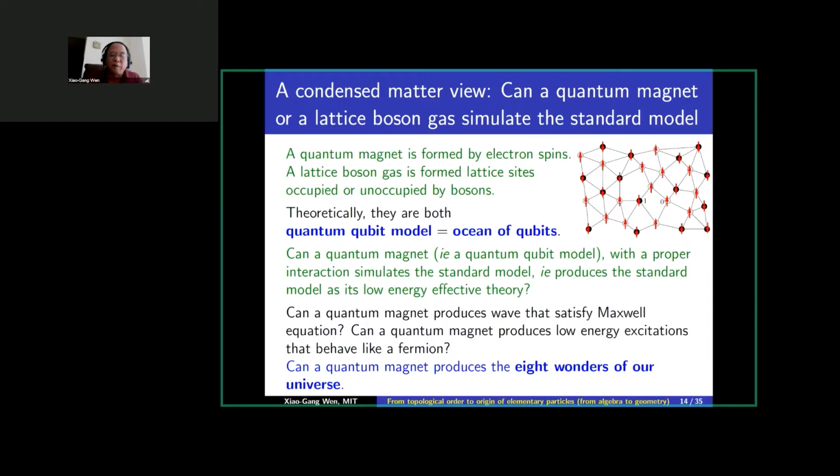Therefore, using a qubit ocean to produce the standard model is also a condensed matter problem. Can we use some condensed matter material to simulate the standard model, to simulate our vacuum, our space? So that becomes this kind of question.